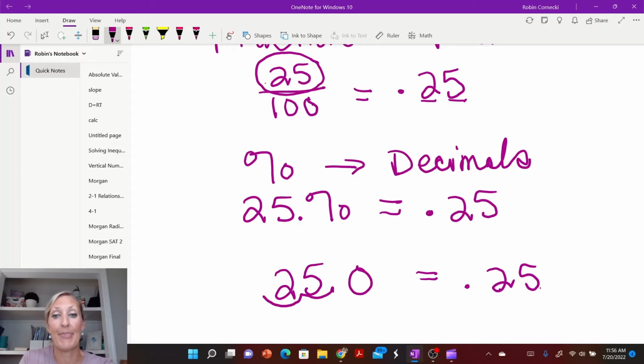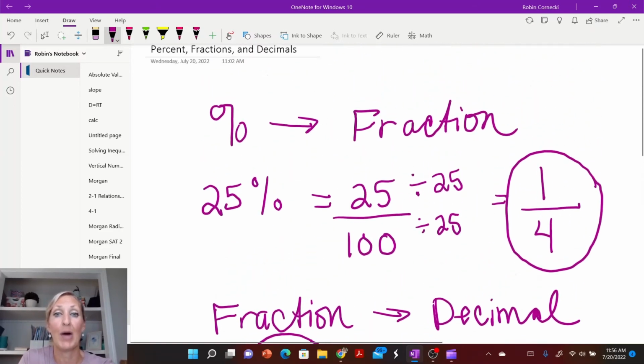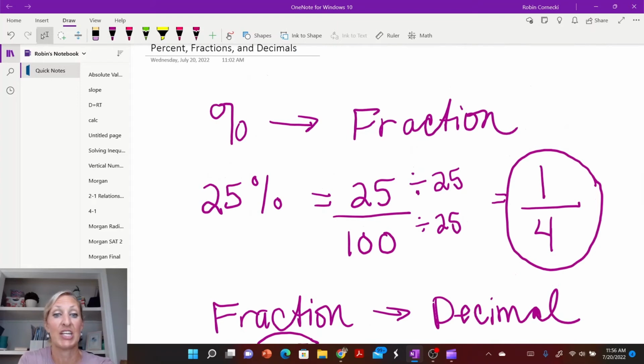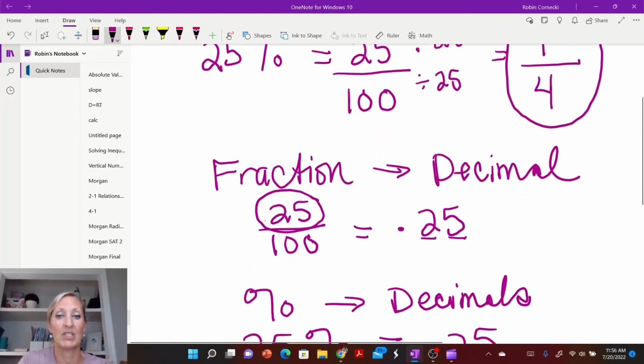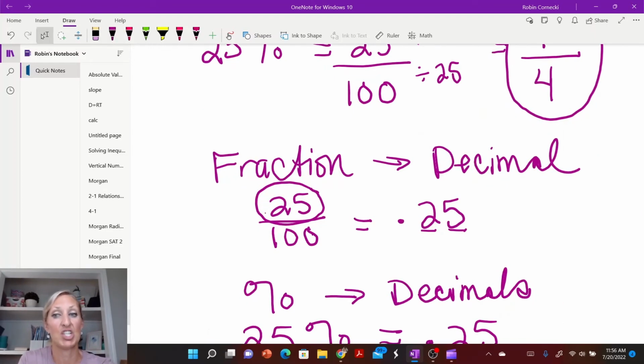So to recap that, we can go back up to how we wrote a percent as a fraction. Percent means out of 100, 25 100ths. We can simplify this to 1/4. We can look at our original fraction, which was 25 100ths. We can change that to a decimal because we're just dividing by 100 here, which would mean our number would be getting smaller in size, and we would move our decimal 2 places over to the left.